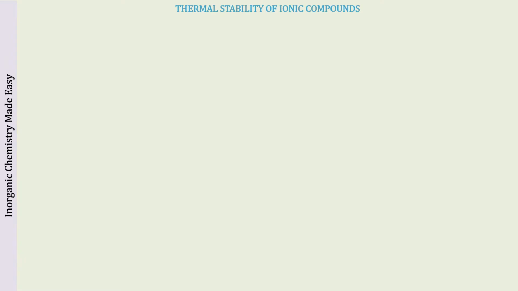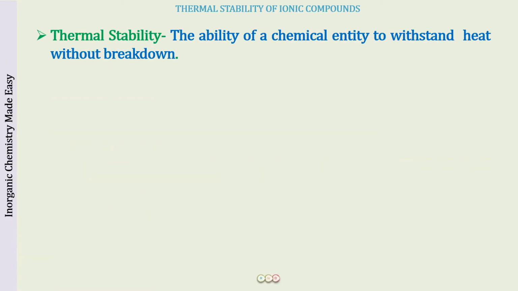So first of all, let us understand what we mean by thermal stability. The ability of a chemical entity to withstand heat without breakdown, we call this thermal stability, which means that if we have any chemical substance and we are heating it, either it does not decompose or it takes a lot of heat to decompose, then we call that compound thermally stable, stable to heat.